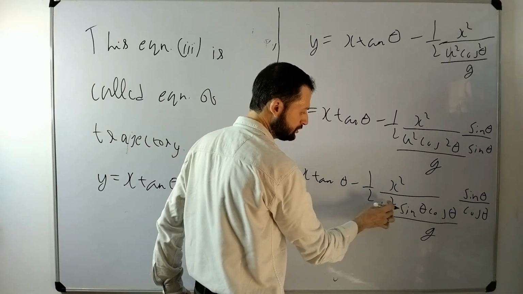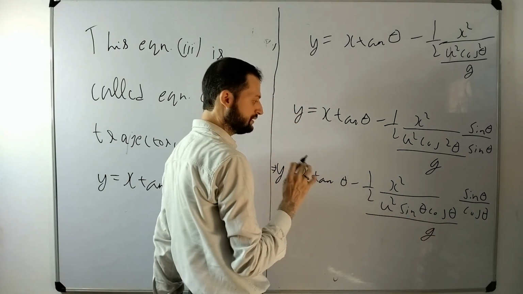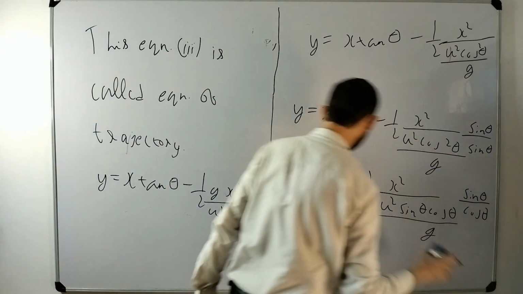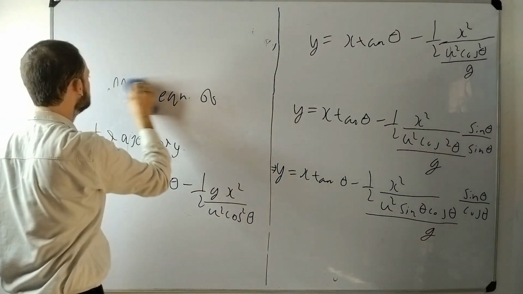Now tell me, what is the formula of range? 2u square sin theta cos theta upon g. This is the range formula, no? Yes sir, definitely. Now erasing this part, this is the range formula.